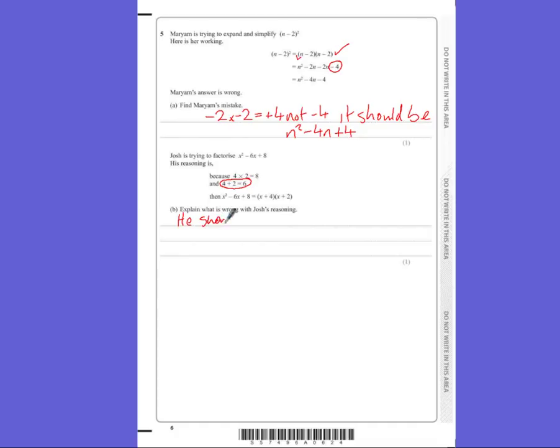He should be looking for numbers that add to give minus 6, not 6. And again, it's always good to correct it. So e.g., it should have been x minus 2 and x minus 4, which would give you x squared minus 6x plus 8.